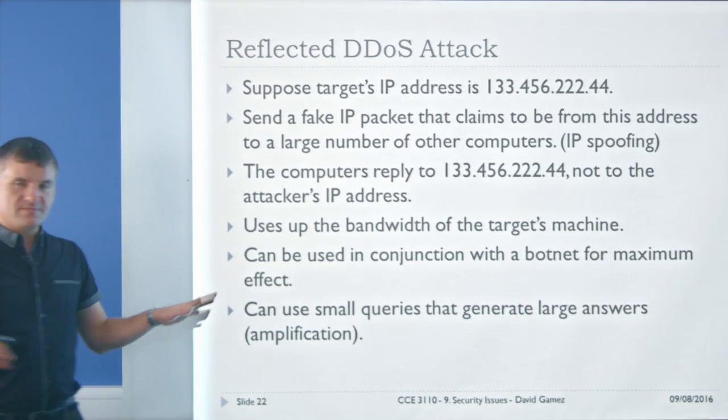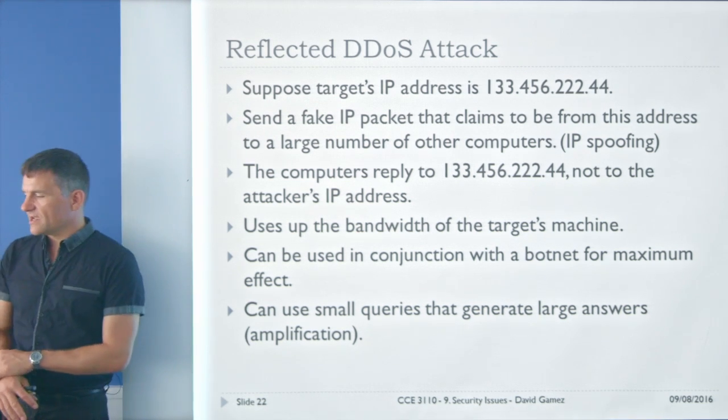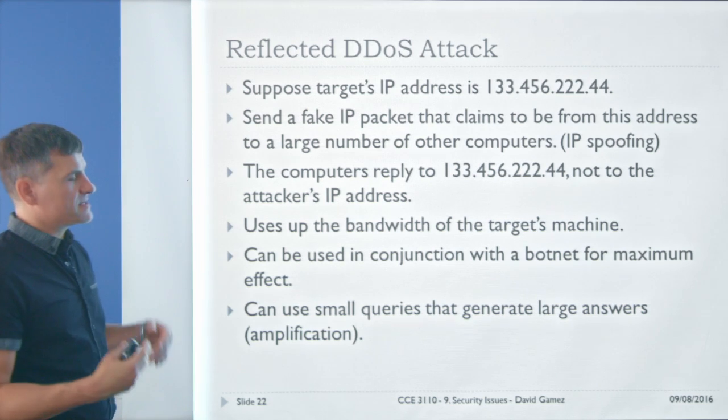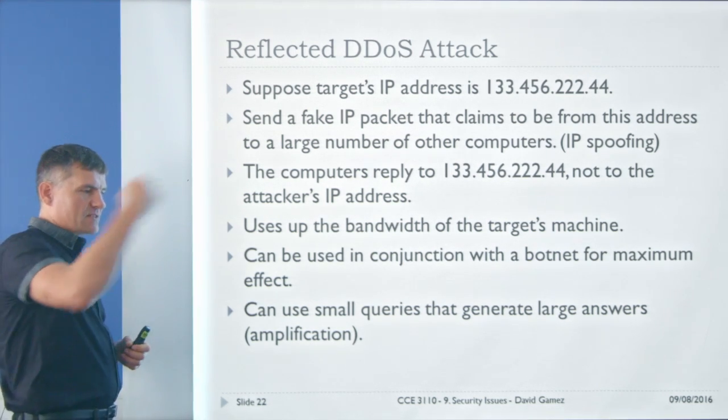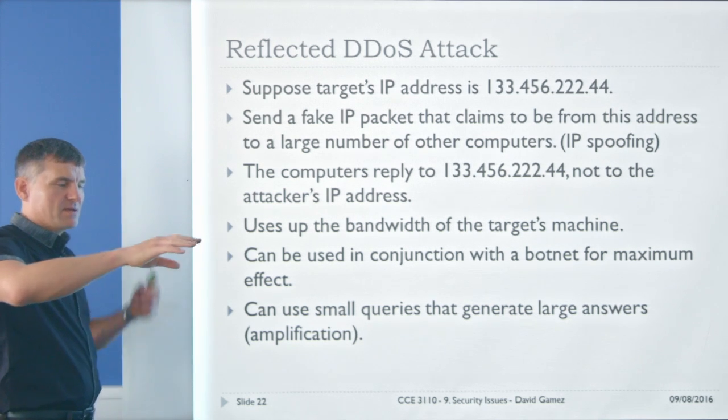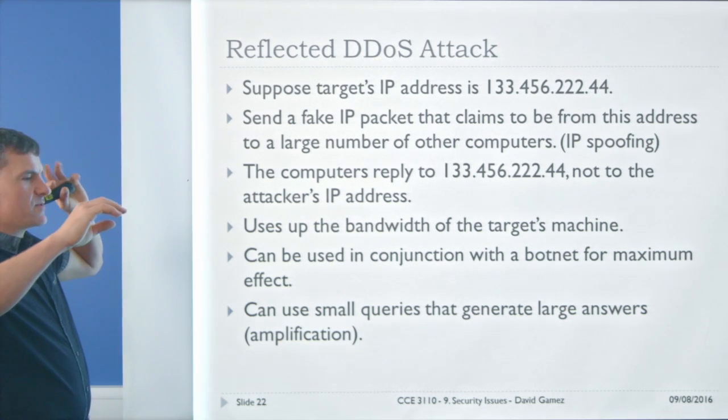So that's a straight up distributed denial of service attack. And then we have the reflected denial of service attack. In this case, we're sending a packet to another machine. That's why it's called reflected. It's a neutral third-party machine, but I'm sending a packet with a fake IP address.